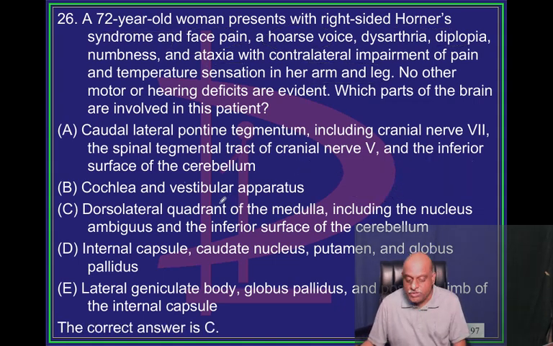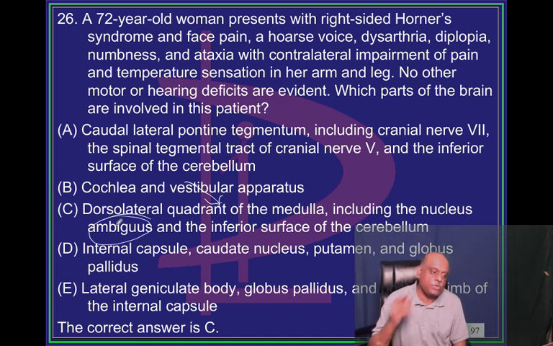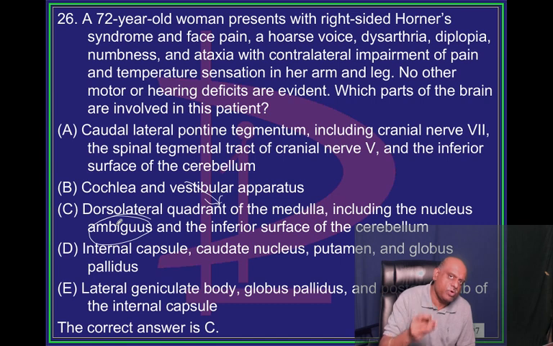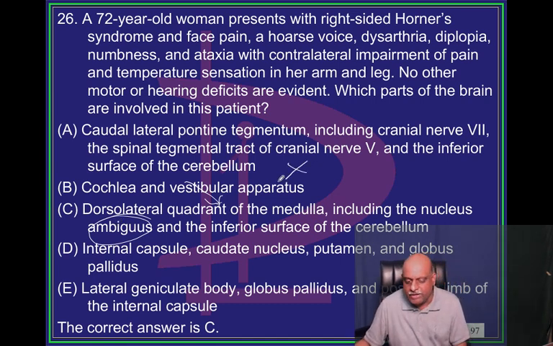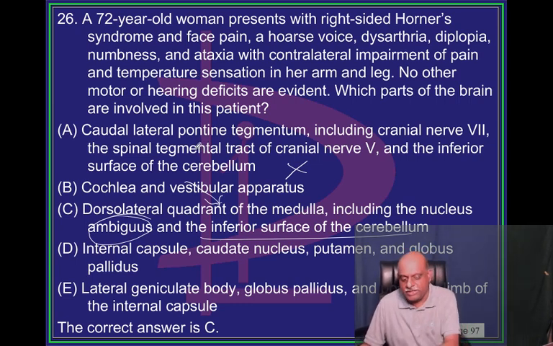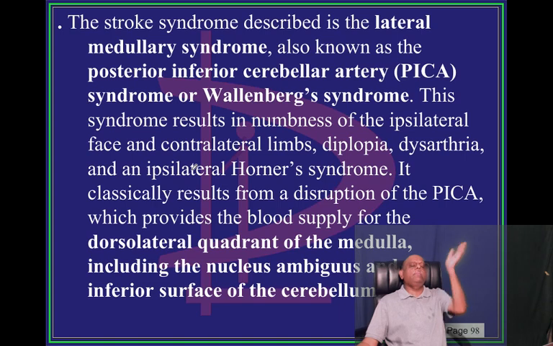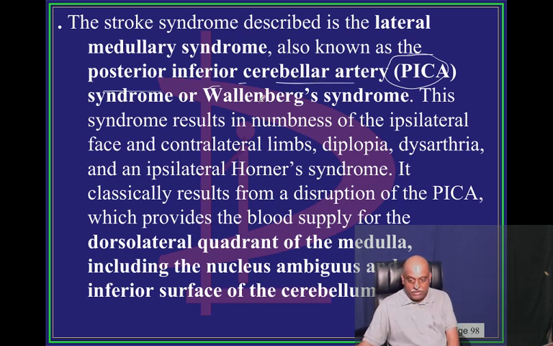So the dorsolateral quadrant of the medulla with nucleus ambiguus. Look, nucleus ambiguus is the motor nucleus of the cranial nerves. And the inferior surface of the cerebellum. They are all the ones which are involved in lateral medullary syndrome. What is lateral medullary syndrome due to? It is due to the occlusion of the PICA, posterior inferior cerebellar artery.